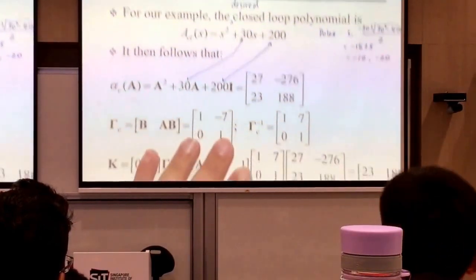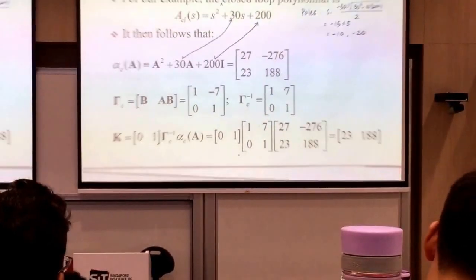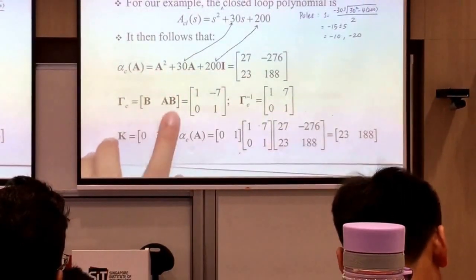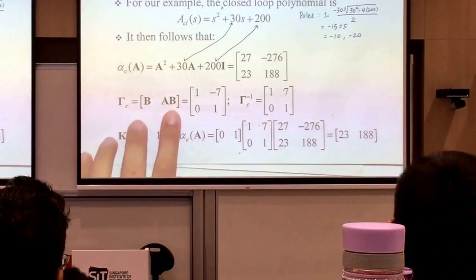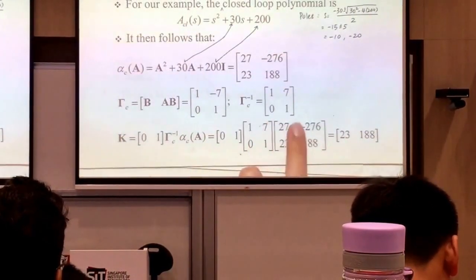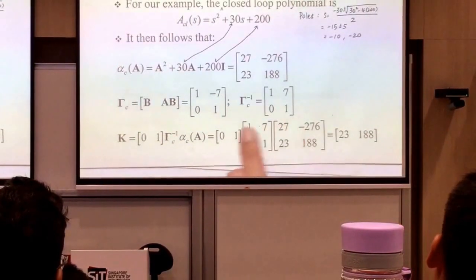Next, what you do is you form the controllability matrix, Gamma C equals B, AB. This one of these are very much quite straightforward. And you find the inverse of the controllability matrix like this. So how do you do the inverse of this?